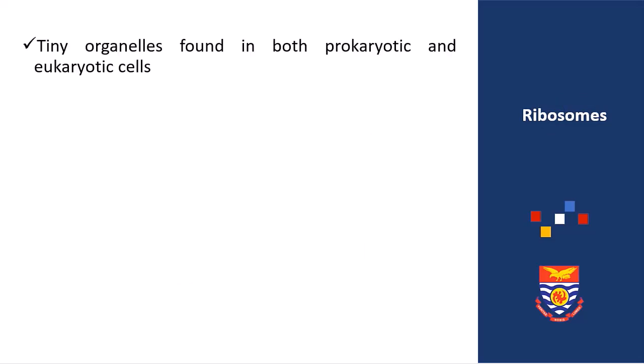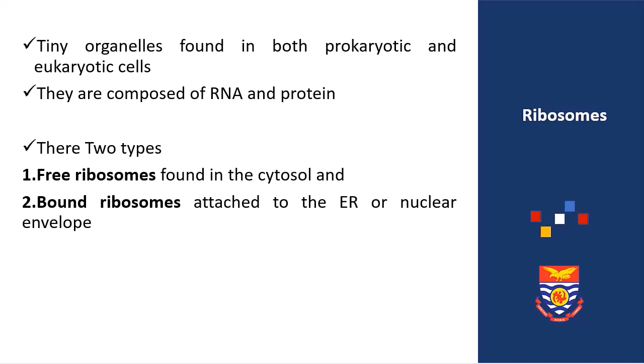Ribosomes are tiny organelles that are found in numerous quantities in both prokaryotic and eukaryotic cells, and they are mainly composed of RNA and proteins. Two main types of ribosomes are found in the cell. The first one is the free ribosomes that are found suspended in the cytoplasm of the cells, and the bound ribosomes being the second type. These ones are attached to the endoplasmic reticulum or the nuclear envelope.